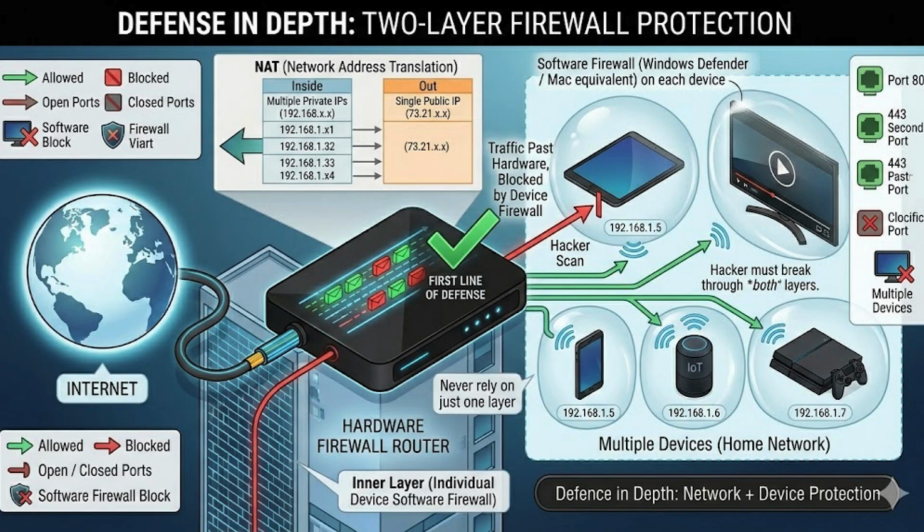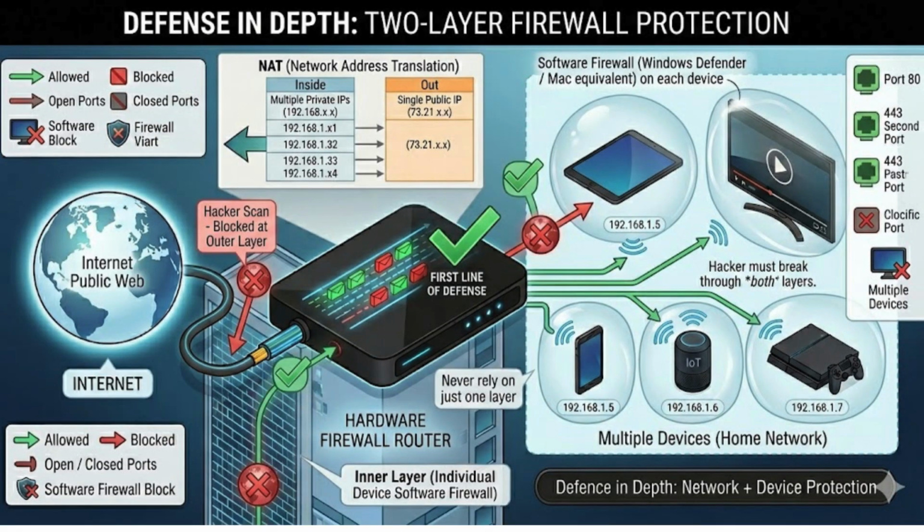A software firewall runs on your individual device, your laptop or desktop. Windows has one built in called Windows Defender Firewall. Mac has one too. These protect traffic at the device level, so even if something gets past your router, the software firewall is a second layer of defense. The best setup is both: hardware firewall at the network level, software firewall on each device, defense in depth. That's a term you'll hear a lot in cybersecurity. Never rely on just one layer of protection.